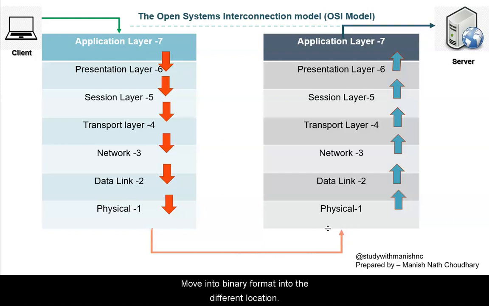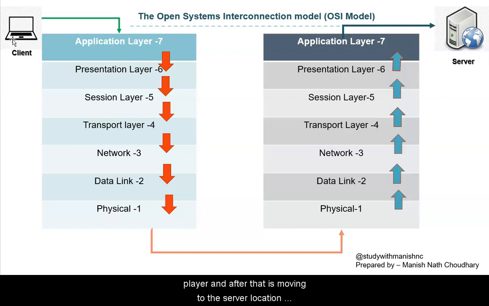When it reaches the other location, it again moves from the binary format to the frame level, then it moves into packet format in networking, then into the segment layer, and after that it moves into the server location.